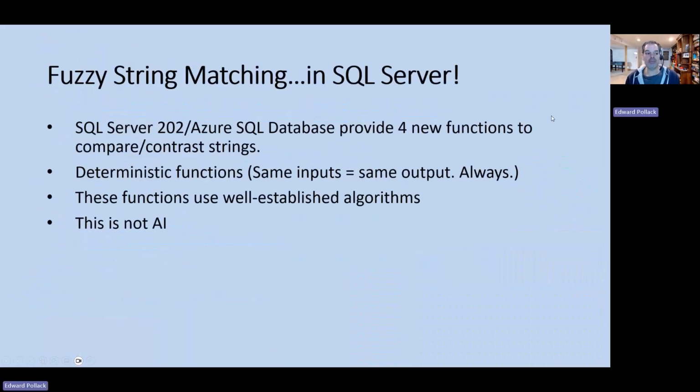So what is this all about? Four new functions were added that basically allow us to compare and contrast strings. The beauty of these is they're fast, they're deterministic, and they use very well-known, well-established algorithms, which is great. Very fast, simple, easy to use, and it's not AI. So if you don't need to plug in models and do things like that, this is very fast, very simple, very effective.